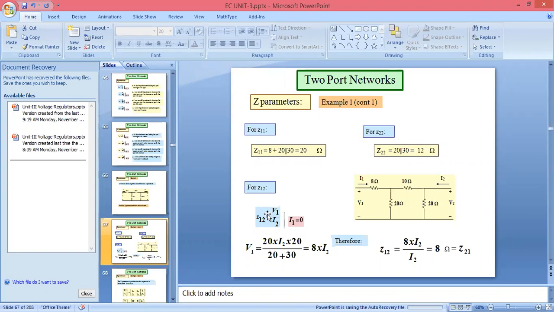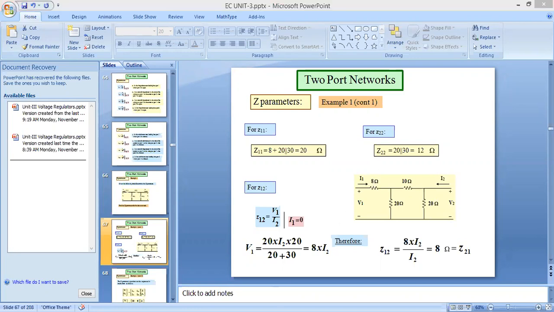If you are calculating Z12, how will you calculate? By using the formula V1 upon I2. Okay, how you can see here. When we are calculating Z12, at that time you are considering I1 equal to 0 ampere because you are considering this circuit as an open circuit. So there is no need to consider that 8 ohm. Just wait for a minute. So what we are supposed to find here is Z12.